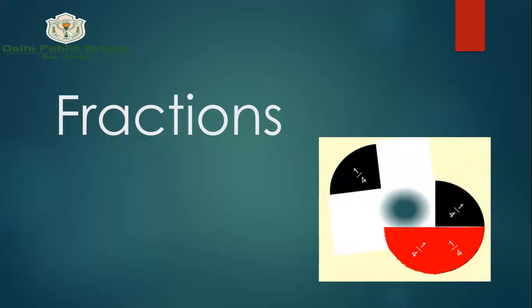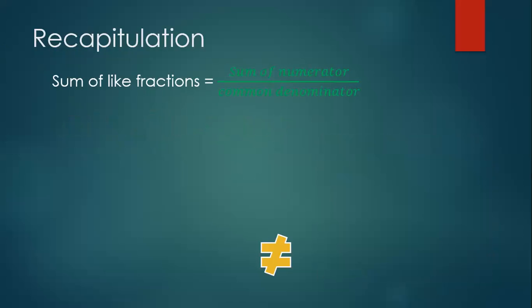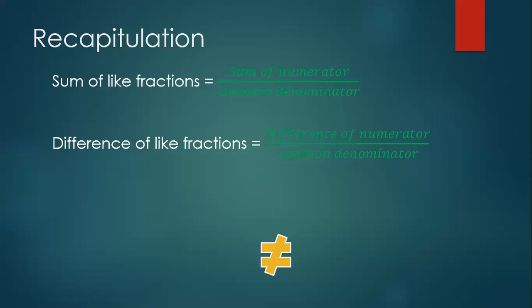Okay, children. So, what have we learned in the previous classes? That if we have to find the sum of like fractions, as in we have to add two or three or more like fractions, the denominator remains the same and the numerators are summed. Similarly, if we have to subtract like fractions, what are like fractions? Like fractions are the fractions having the same denominators. If we have to find the difference of them, we subtract the numerators, and the denominator remains common.